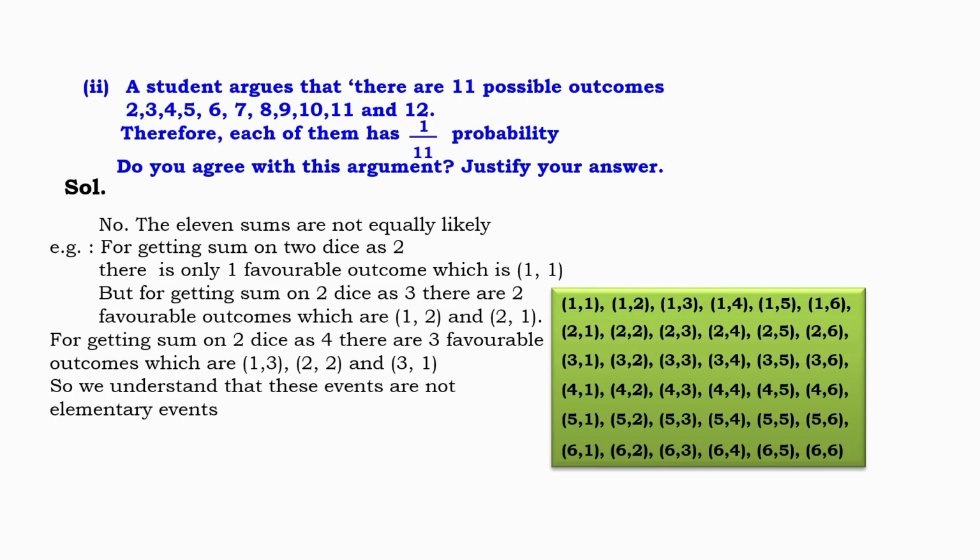So what are elementary events? In the previous video I already explained. Elementary events means when the number of favorable outcomes is always 1. So that is called the elementary event. In this case, we are only getting an elementary event for a sum of 2 and 12. In other cases, it is not an elementary event, right?